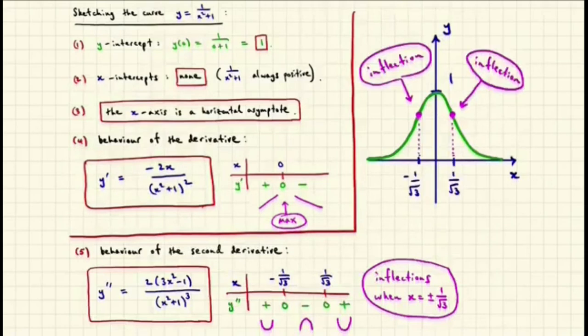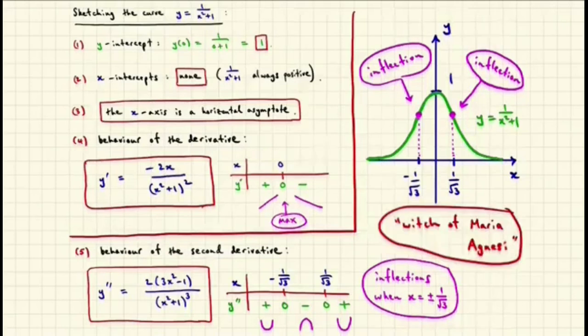This completes the sketch of the curve y equals 1 over x squared plus 1, affectionately known as the witch of Maria Agnesi. The curve is also in the shape of a bell, though it certainly is not the same as a Gaussian curve. However, they do share some similarities.